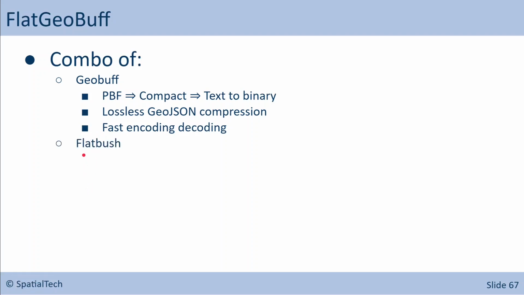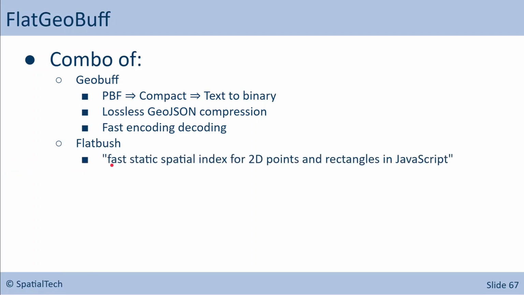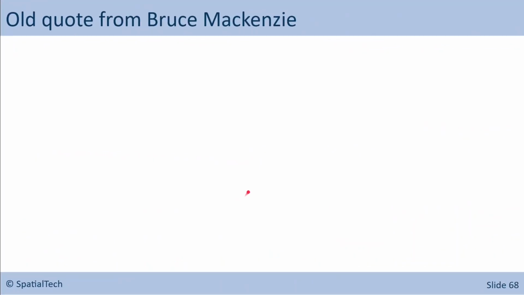But then Flatbush, which is like RBush, R-tree, gives you a flat static spatial index for points and rectangles. So the idea is that you don't grab the whole file. You say, hey, I'm looking over here. You send a rectangle over, and it goes to the file and then pulls out what you need.